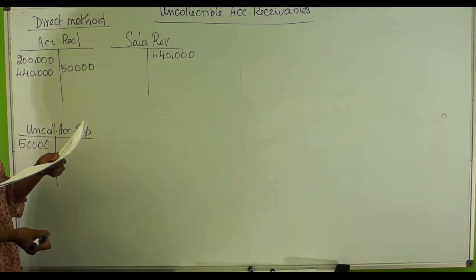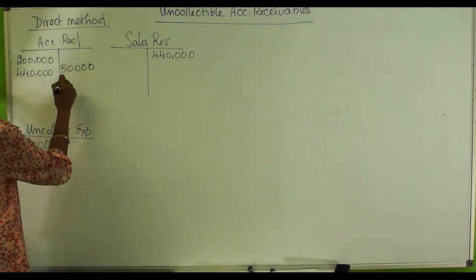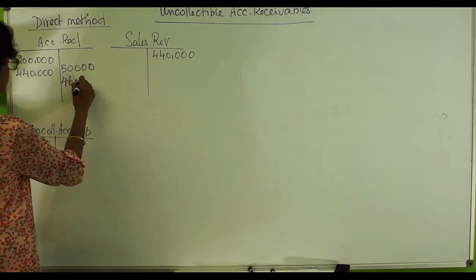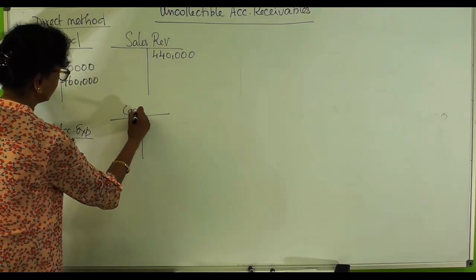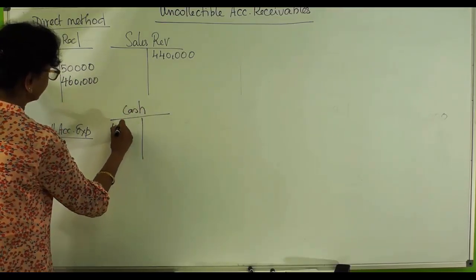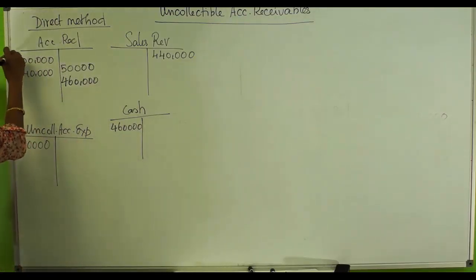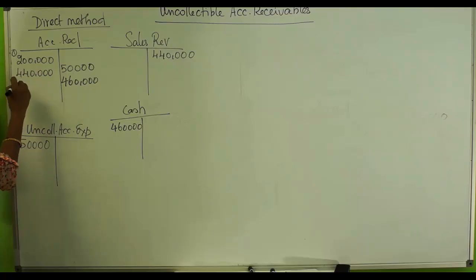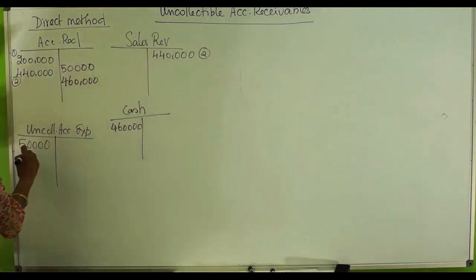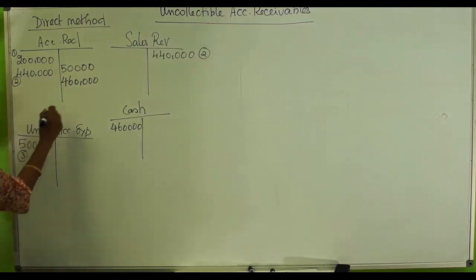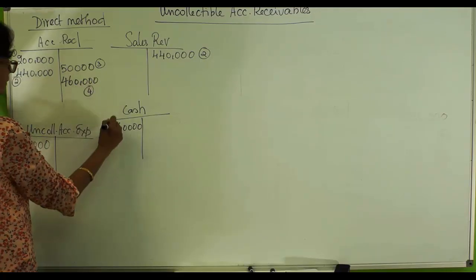And finally, the company collected $460,000 from the receivables. So you credit accounts receivable $460,000 and you will debit cash $460,000. So this is information 1, this is information 2, this is information 3, and this is information 4.